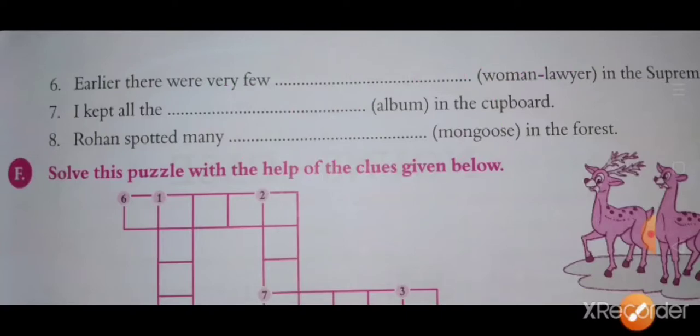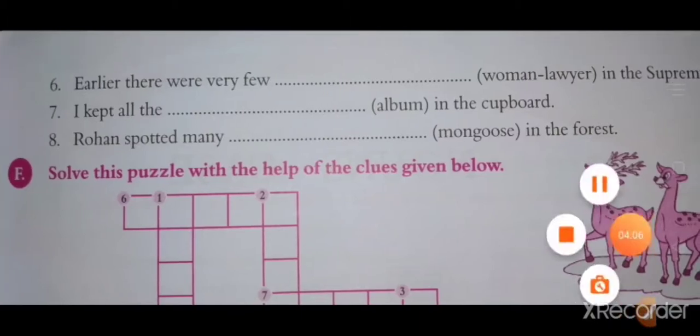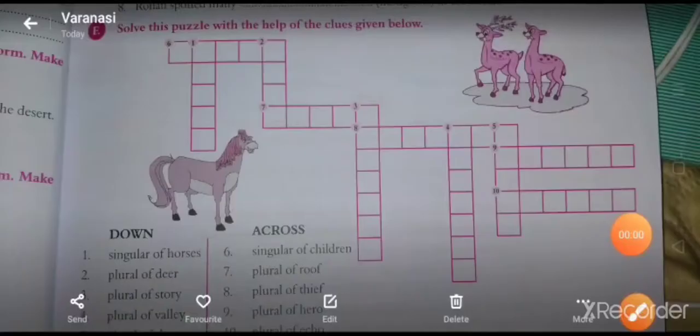Now let's move to the next exercise. Solve this puzzle with the help of clues given below. We are going to write this. In this exercise, we have to write down and across. The first is down, singular of horses. So it is horse. Plural of deer. So it remains the same, so it is deer. Third is plural of story, stories. Fourth is plural of valley, valleys. Plural of sheep always remains the same. So we will write sheep.